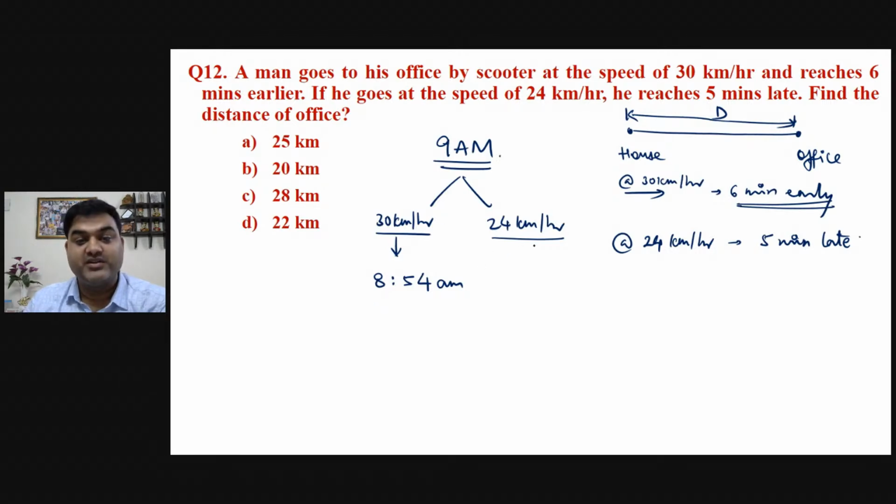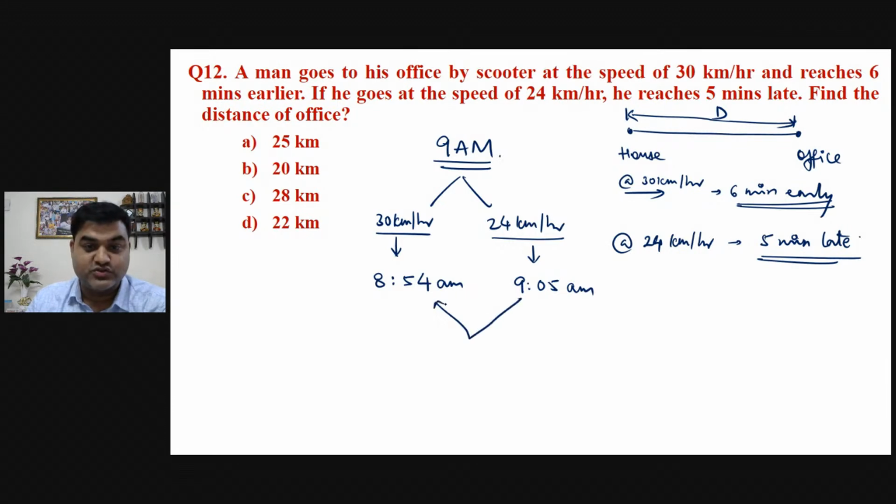Now when he goes at the speed of 24 kilometers per hour, he reaches 5 minutes late. 5 minutes late is 9:05 a.m., correct? So what is the time difference between these two? Just try to find out the time difference. Here it is 5 minutes late and here 6 minutes early. So 6 minutes here and 5 minutes here. Total time difference is 11 minutes. Did you understand? This is the only concept which is required.